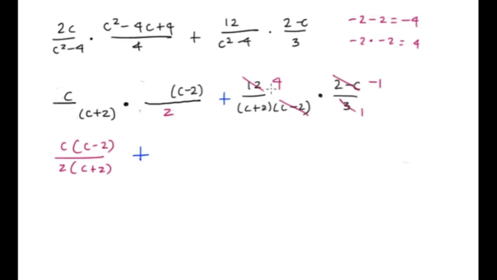So now what are we left with? If we erase all that, and we erase this, and we erase that, what are we left with? Well, if we just multiply across, we just get -4 over c plus 2.